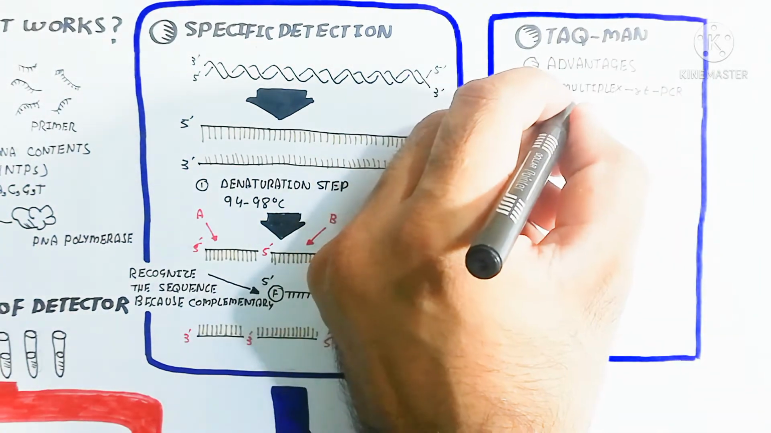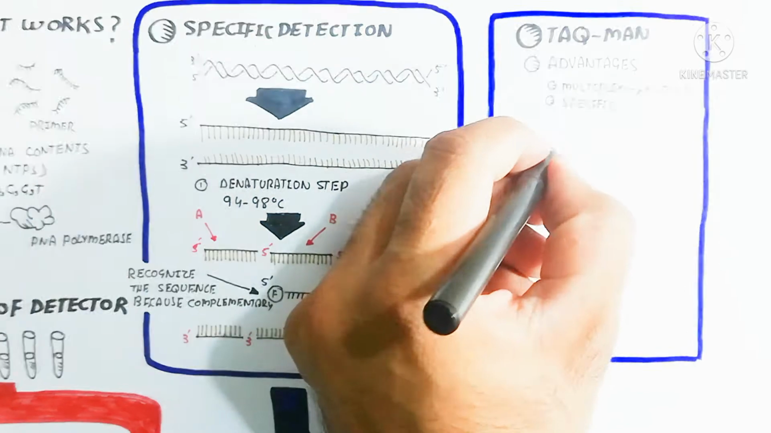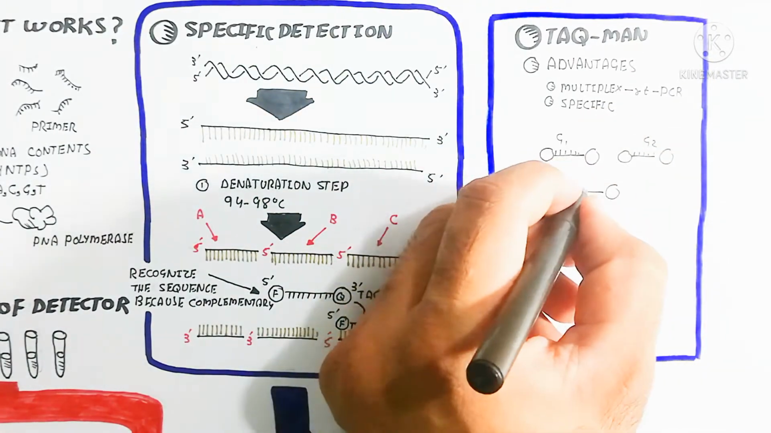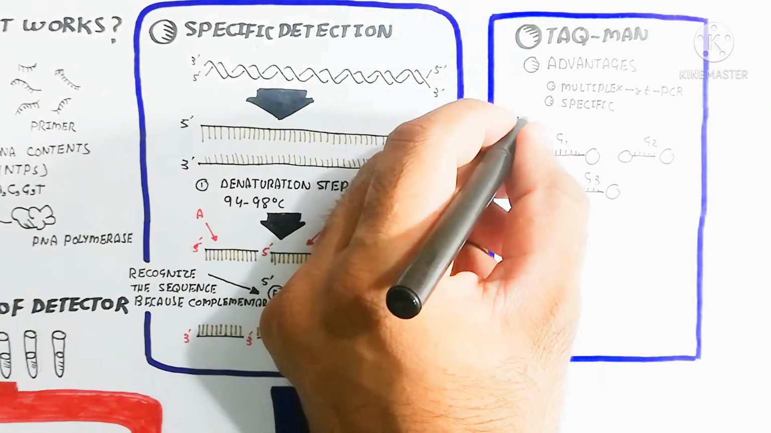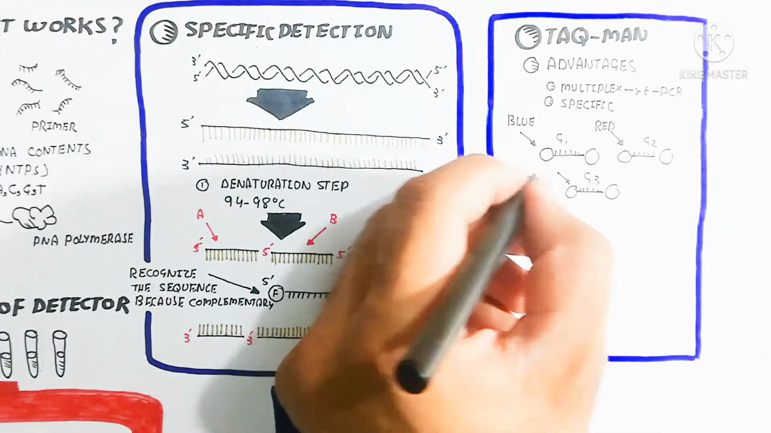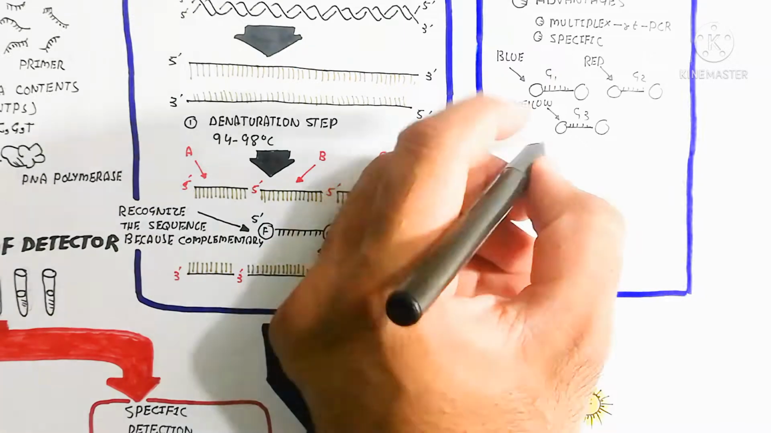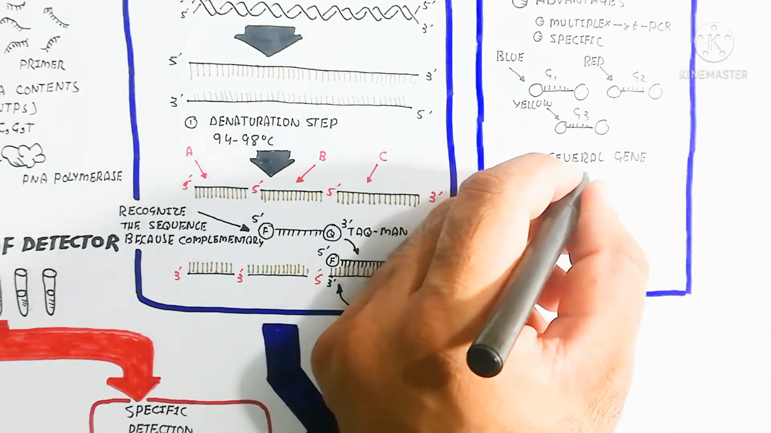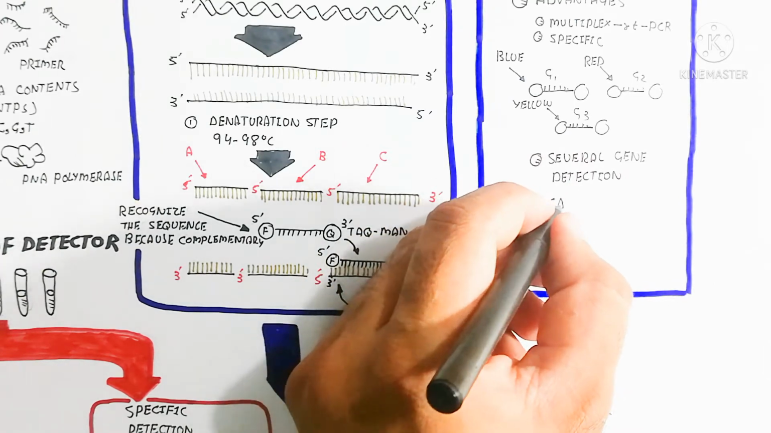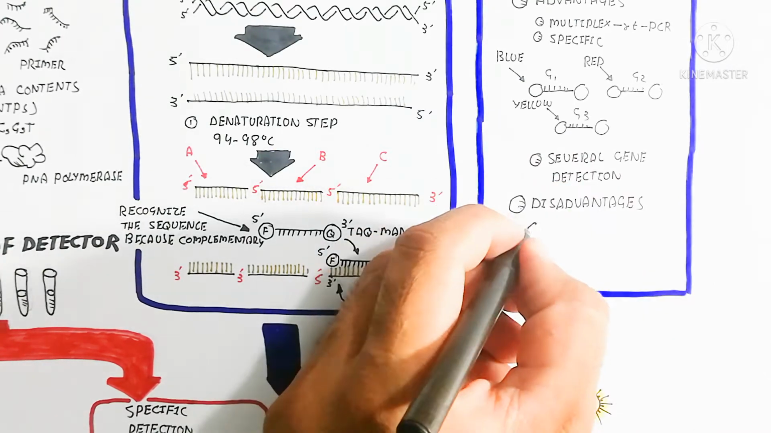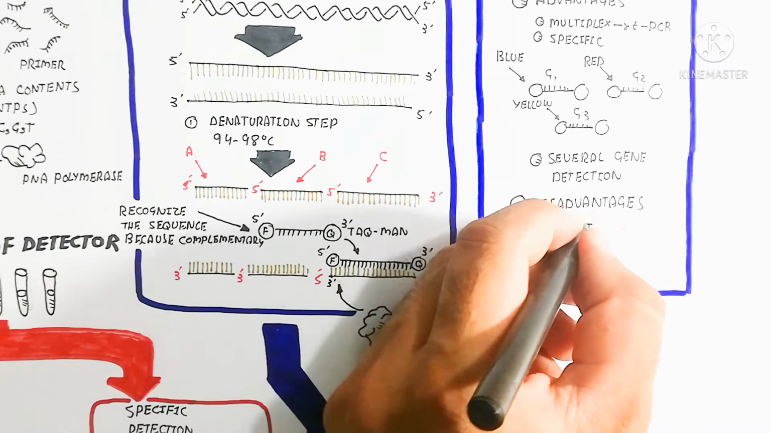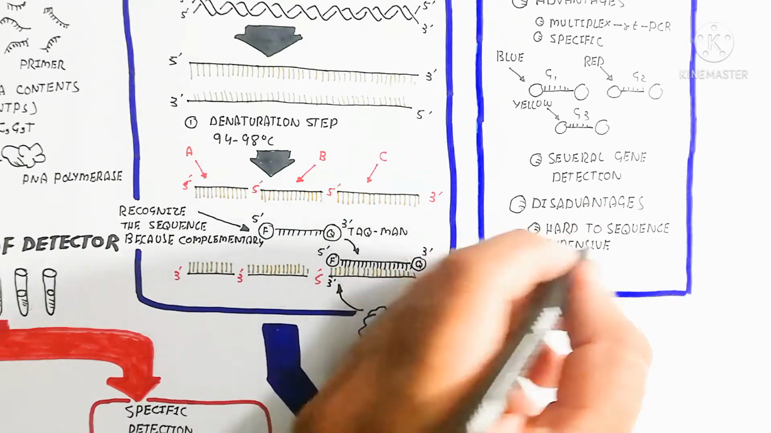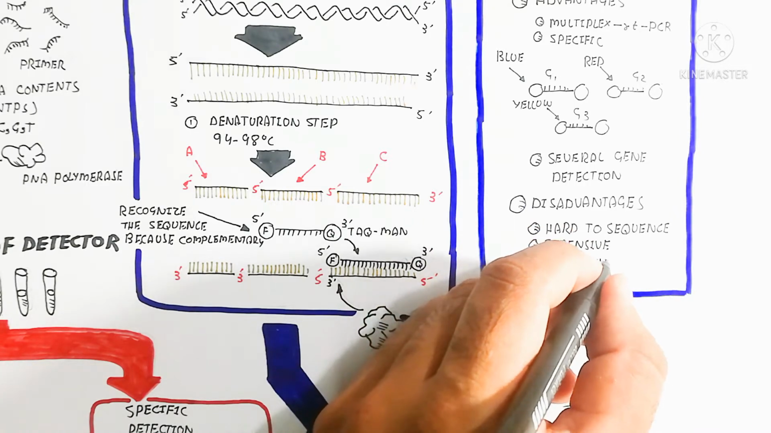We will understand reverse transcription, but first of all, the advantages of TaqMan are multiplex real-time PCR and specificity. It means colors such as blue, red, and yellow are produced on the basis of specific genes 1, 2, 3, and several genes can be detected at the same time. The disadvantages are that it is hard to sequence, expensive, and a false result is possible. So those are basically the TaqMan disadvantages.